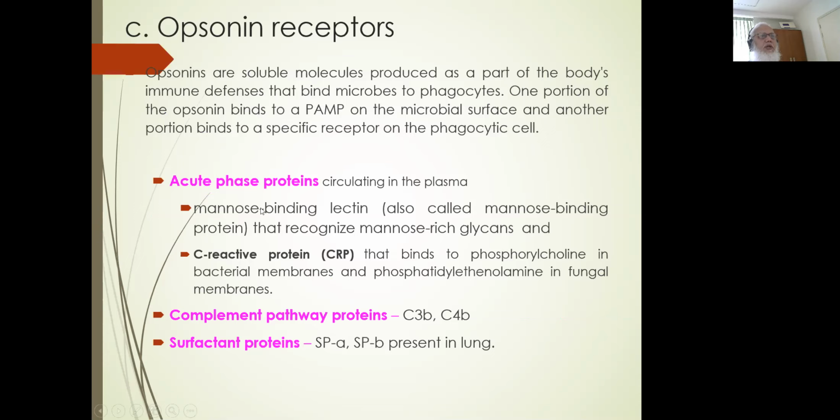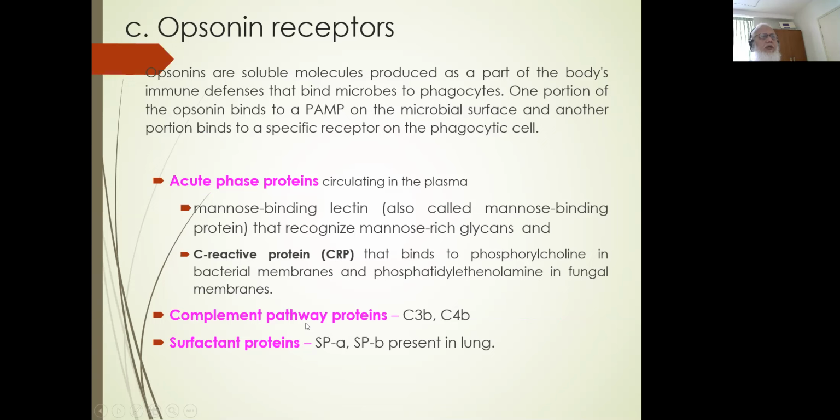For example, among acute phase proteins, the classical example is C-reactive protein. In acute infections, C-reactive protein increases. It binds to the phosphoryl choline on the bacterial membrane and phosphatidyl ethanolamine on the fungal membrane. On the other side, it binds to the opsonin receptors present on phagocytic cells, and thereby there is opsonization, that is, facilitated phagocytosis.